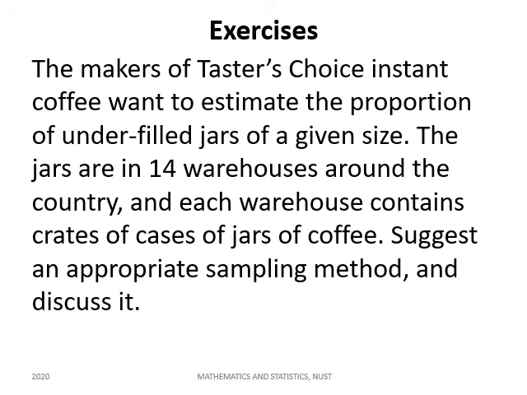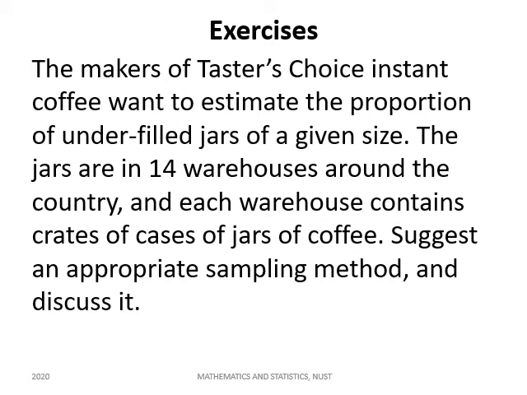The next one, the makers of Taster's Choice Instant Coffee want to estimate the proportion of underfilled jars of a given size. The jars are in 14 warehouses around the country, and each warehouse contains crates of cases of jars of coffee. Suggest an appropriate sampling method and discuss it.